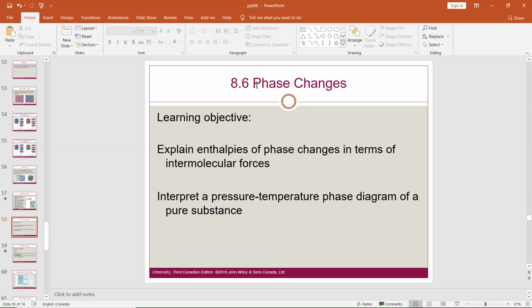We're going to look at enthalpies of phase changes in terms of intermolecular forces. Now remember, phase changes can be solid to a liquid, solid to a gas, gas to a liquid, gas to a solid. And you could also have phase changes between different arrangements of solids, which is interesting. And we can interpret a pressure temperature phase diagram of a pure substance. So we're going to look at phase diagrams here.